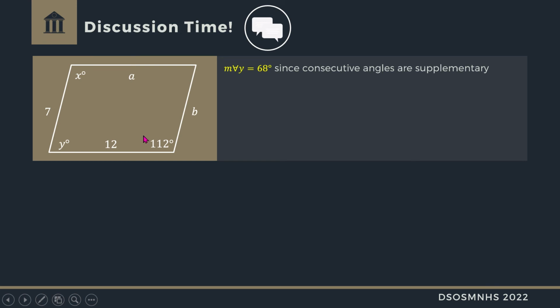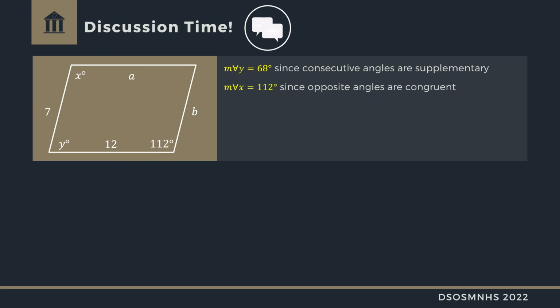Or to solve for Y, supplementary angles, so angle Y plus 112 degrees equals 180. To solve for Y, Y equals 180 minus 112. So that is exactly 68 degrees. We just subtract 112 from 180 to find angle Y.